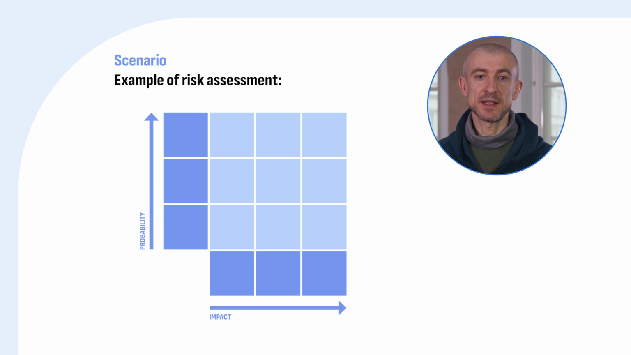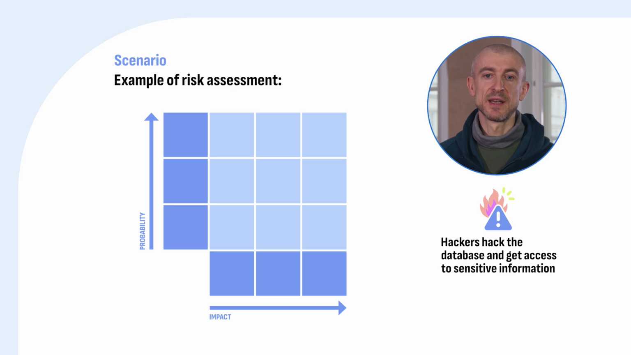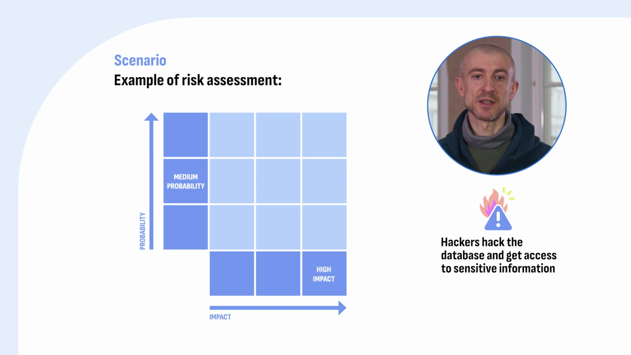Moving on to our next threat, hackers hack the database and get access to the sensitive information and documentation. Let's consider what we know about the context. Based on that, we would assess the probability as medium. We would assess the impact as high because a lot of people would be compromised and might get injured or prosecuted if the threat occurs. In addition, the organization would no longer be able to pursue their mission. This risk then, under those circumstances, is quite high.